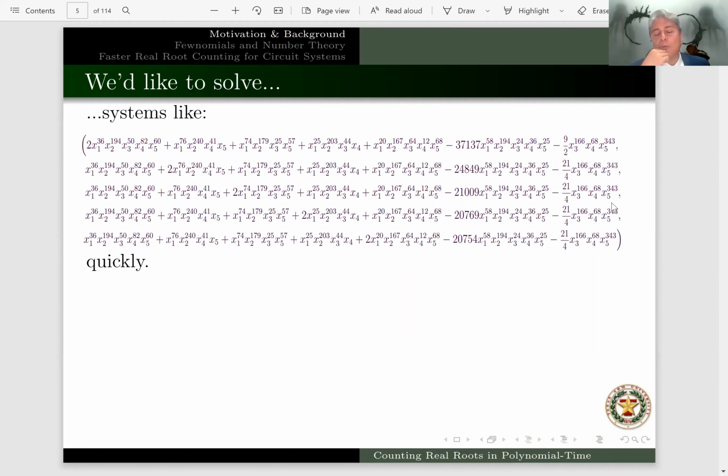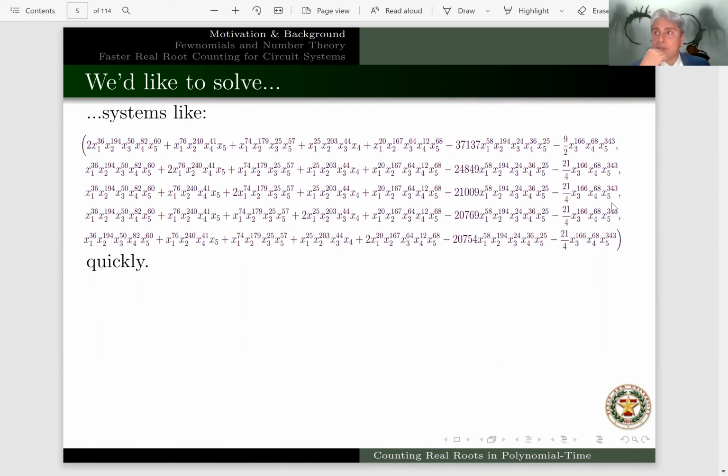So where are we starting from? We all want to solve equations quickly. And for instance, we'd like to solve something like this system of equations. This system of equations has 5 unknowns, 5 equations, 7 distinct exponent vectors occurring in the equations. This system is artificially constructed, but there are many applications where you see systems this nasty or even nastier.